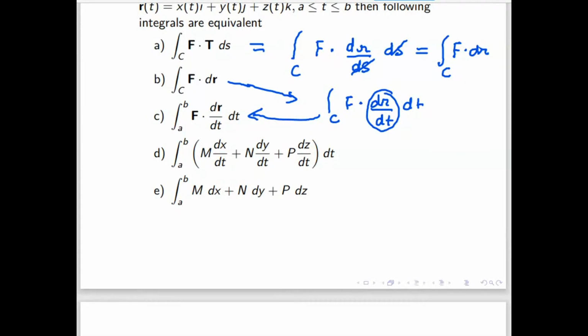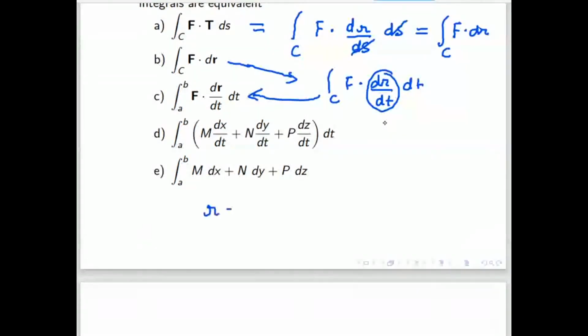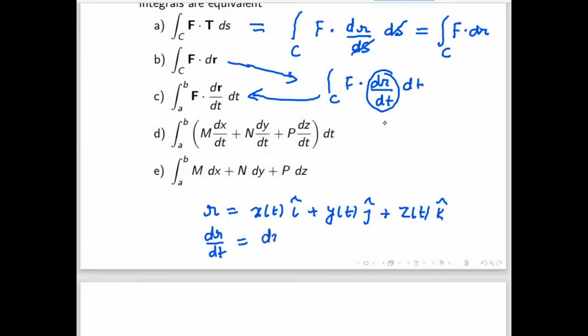Now we'll prove D from C and then E from D. So what is r? R is a parameterization. R means something like x(t) i cap, y(t) j cap. This is the parameterization of curve C. Then what is dr by dt? Dr by dt will give dx by dt, and so on, just term by term differentiation because it is a vector.